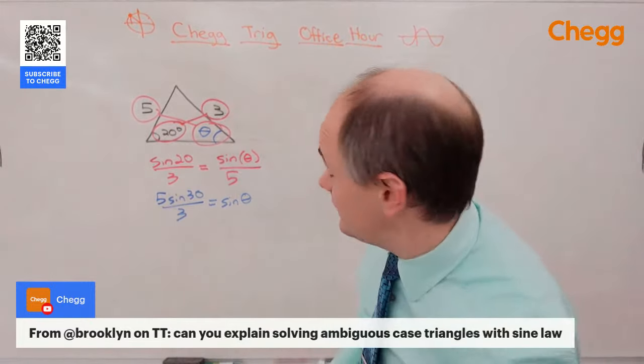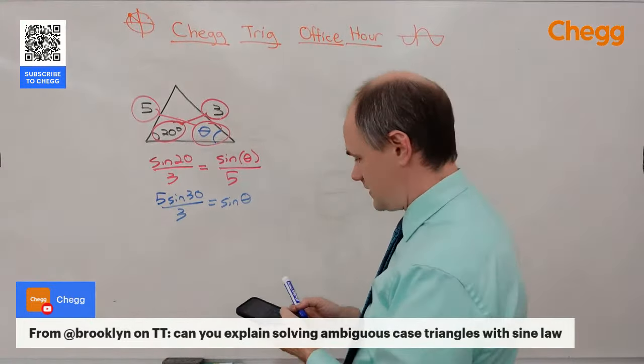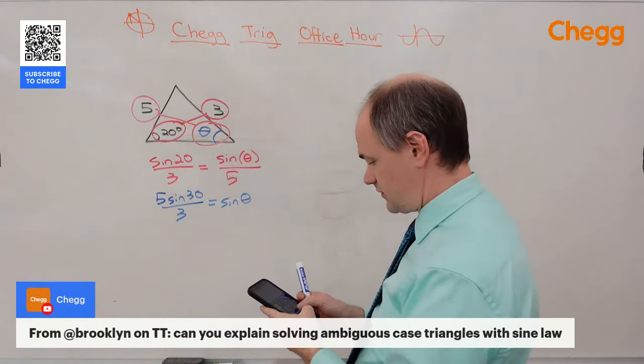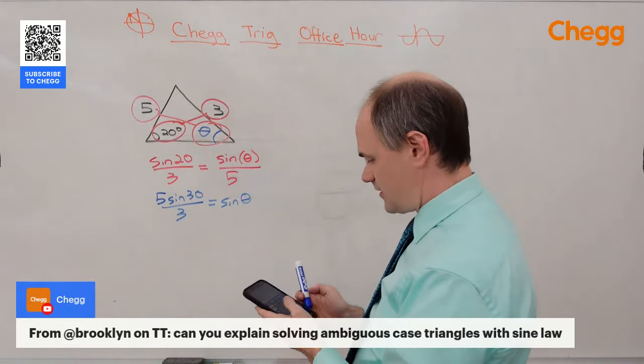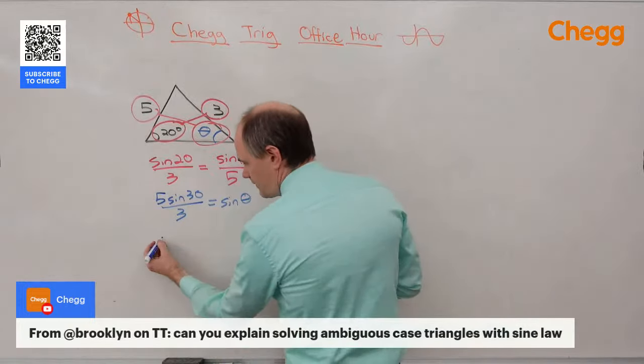And this is where our calculator comes in. I try to not spend time on the calculator because it's kind of boring to watch me push buttons on the calculator. 5 sine of 30 divided by 3 is 0.83333.